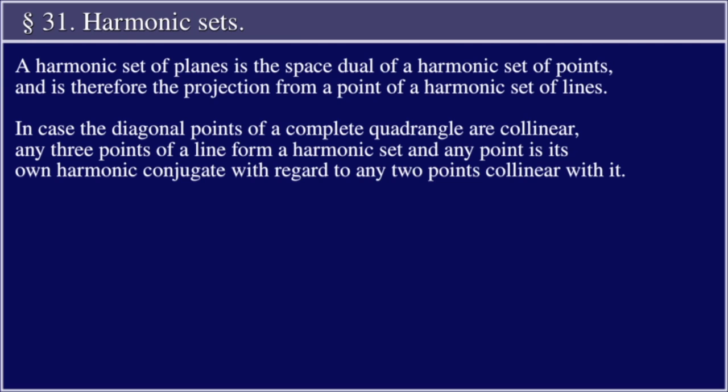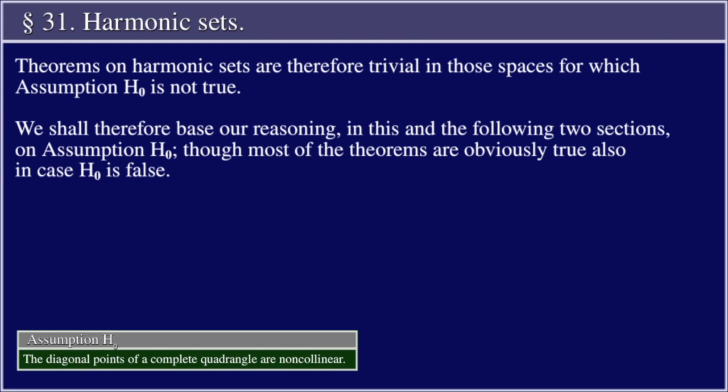In the case the diagonal points of a complete quadrangle are collinear, any 3 points of a line form a harmonic set, and any point is its own harmonic conjugate with regard to any 2 points collinear with it. Theorems on harmonic sets are therefore trivial in those spaces for which assumption H0 is not true. We shall therefore base our reasoning in this and the following 2 sections on assumption H0, though most of the theorems are obviously true also in the case H0 is false.